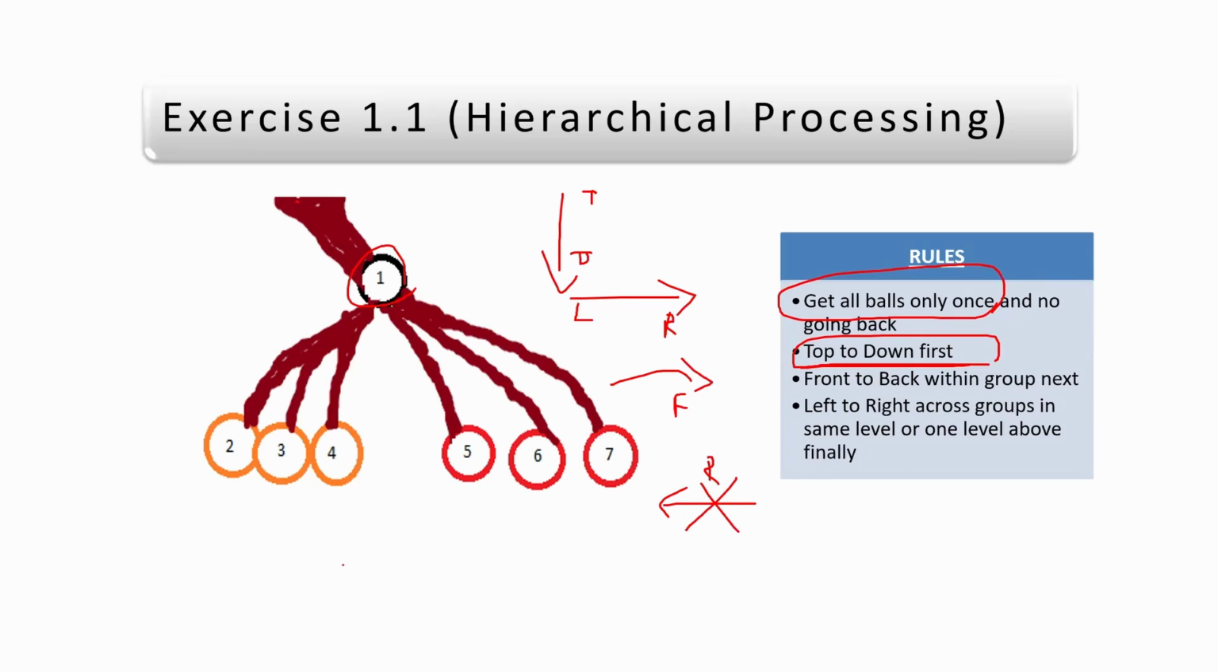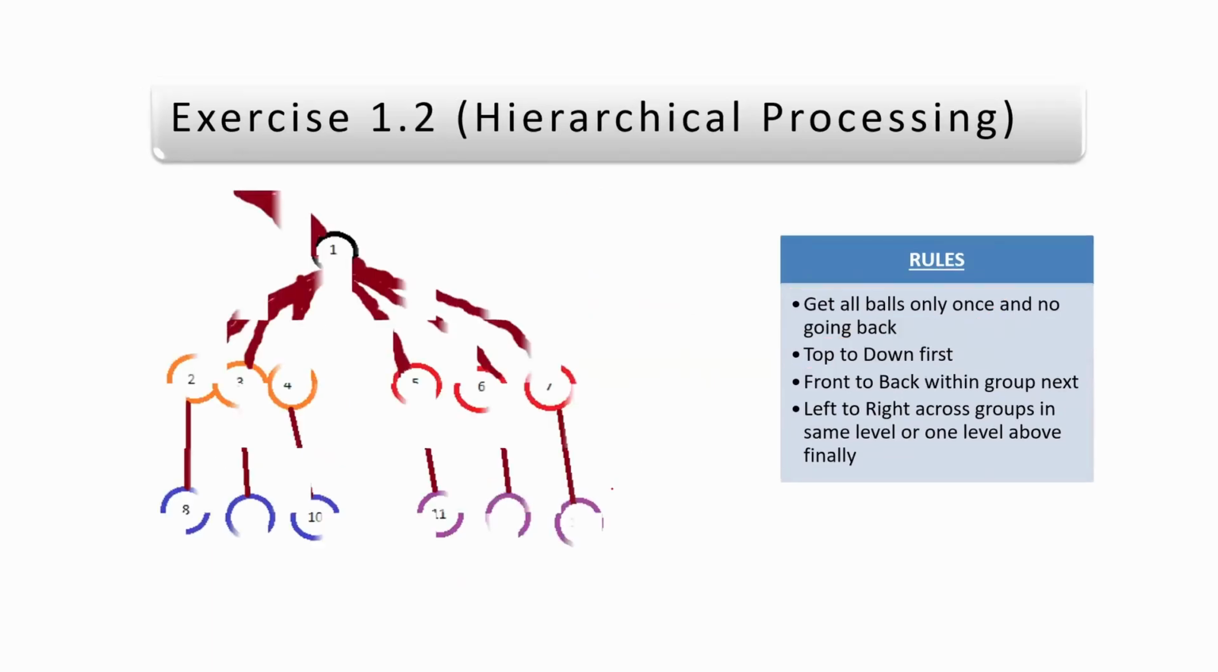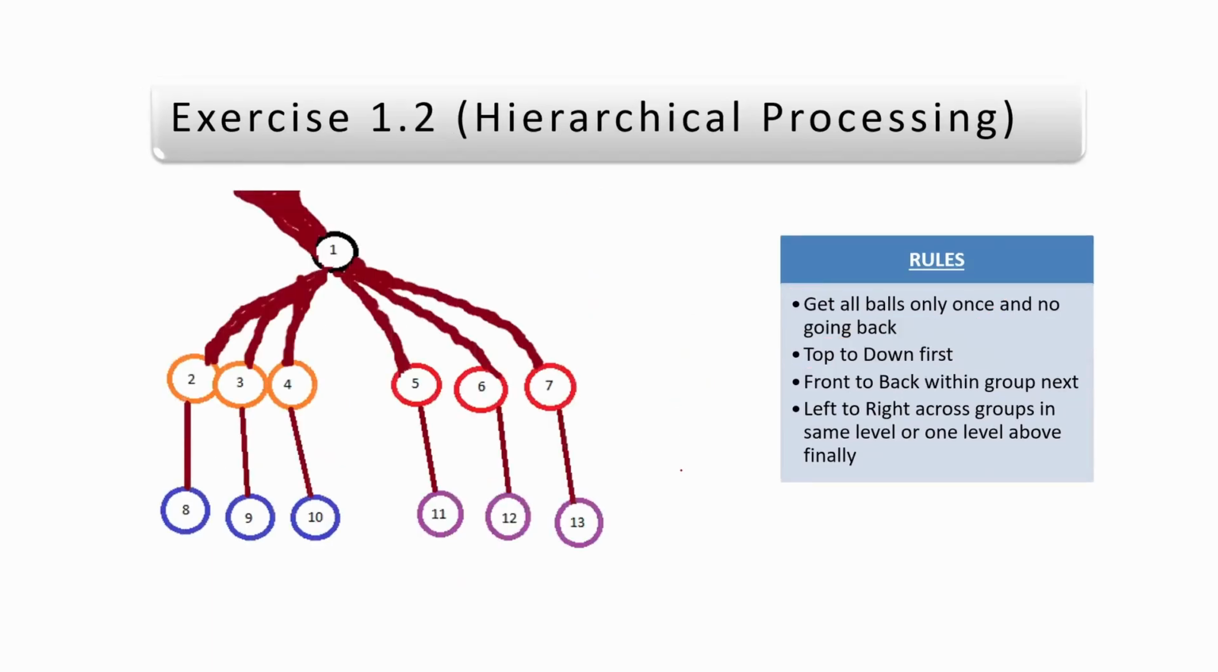If that is the case, can you tell me the sequence in which you are going to get the balls? So 1, 2, 3, 4, 5. Think about the ball game. Now it is a little complex. Remember, left to right, forward direction, no reverse. You have to start from the top and then go left to right. Now tell me the numbers.